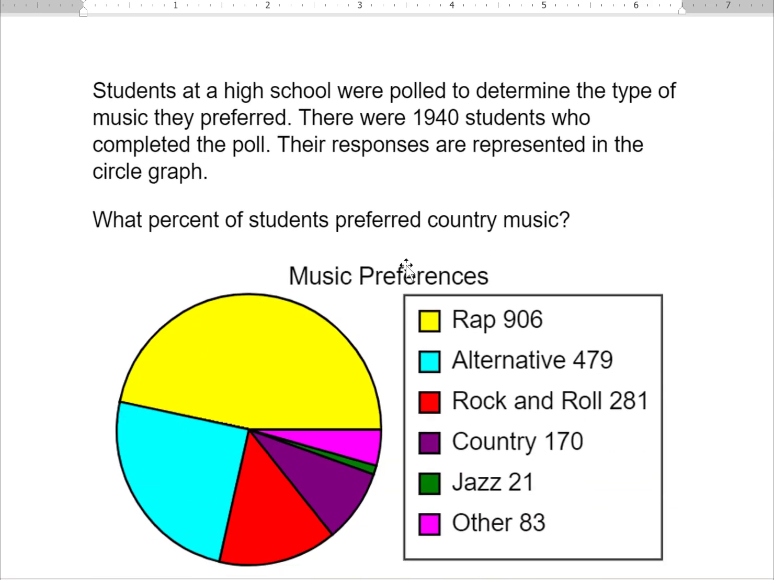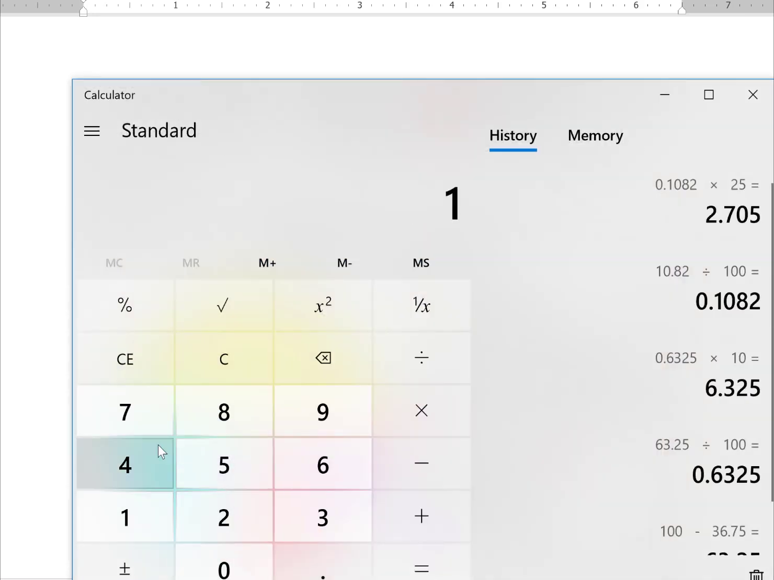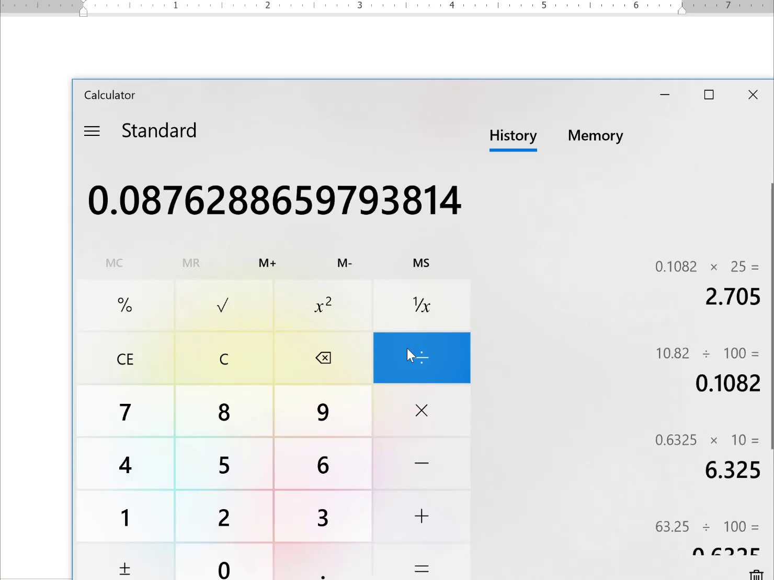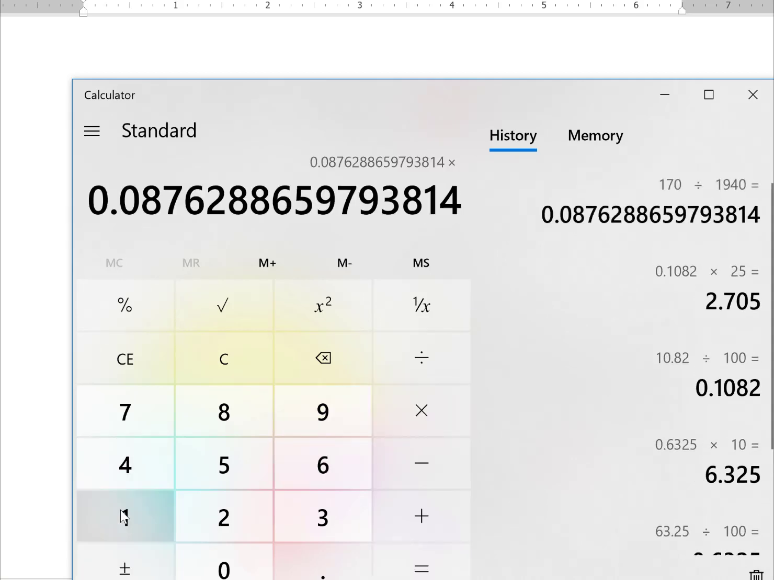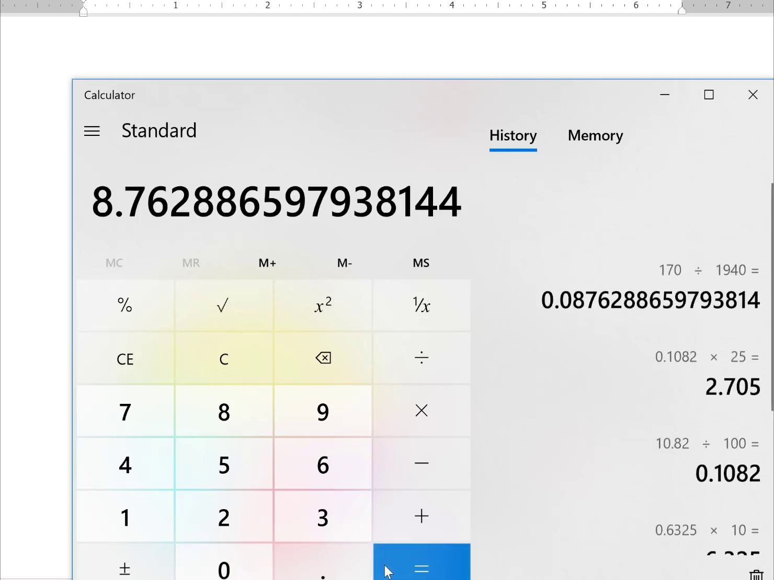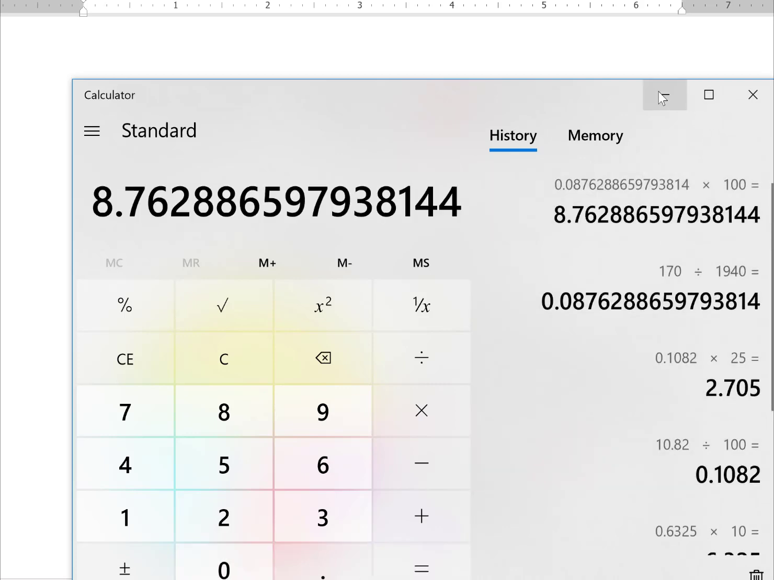Students at a high school were polled to determine the type of music they prefer. There were 1,940 students who completed the poll, and the responses are shown in the circle graph. What percent of students preferred country music? I see here 170 preferred country music, so if I take 170 and divide by 1940, and multiply by 100, I'll have the percent, which is 8.76%.